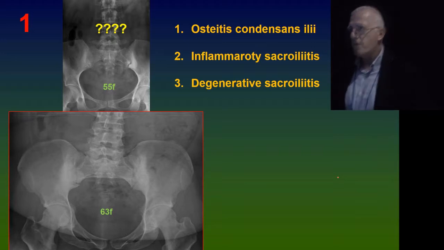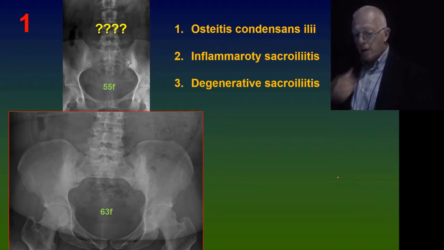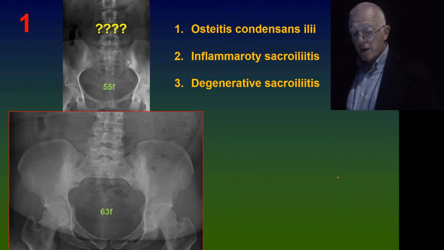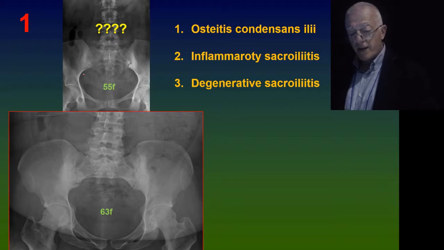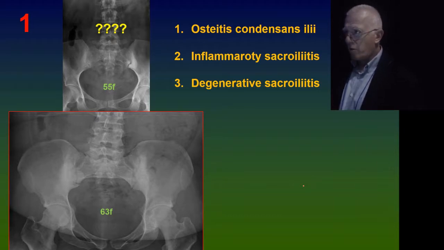So, time for a break. Here I have a quiz for you. I incorporated the workshop into the lecture so that it can be more, let's say, educational. We have two patients here, 55 and 63 year old ladies, with almost the same findings as you see. There is some sclerosis, more on the left here, sclerosis bilateral here. Is this osteitis condensus ilii? Is this inflammatory sacroiliitis or degenerative sacroiliitis? Please vote.